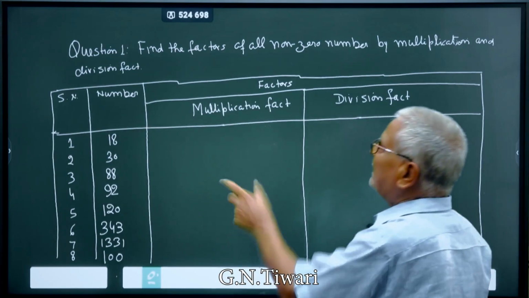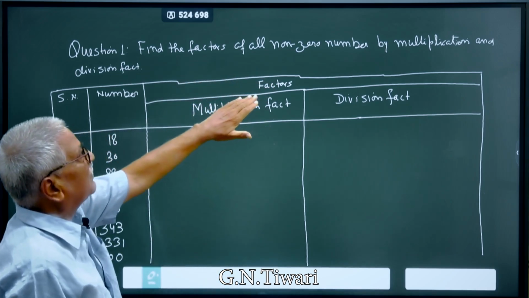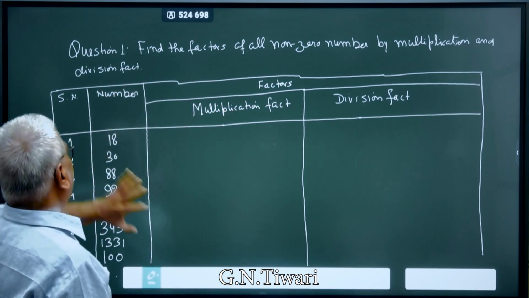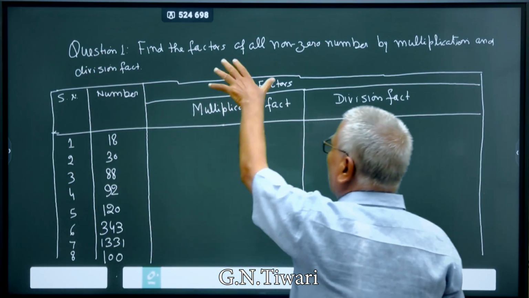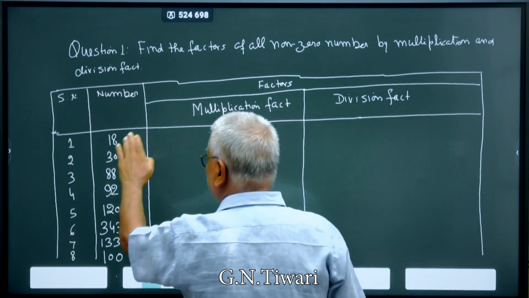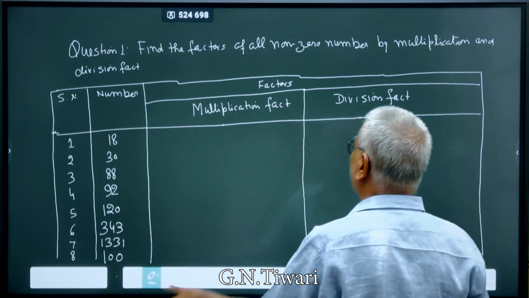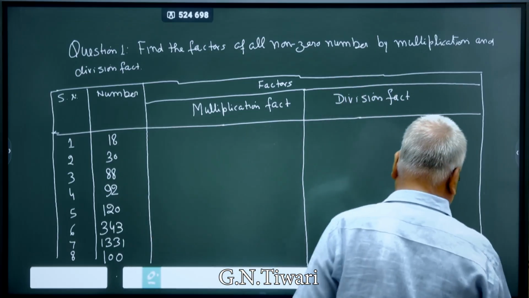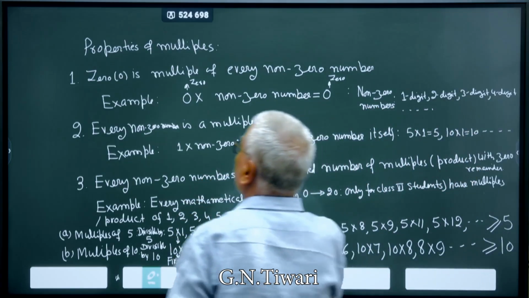Just see, here I have given a question: find the factors of the non-zero number by the multiplication and division facts. The example I have given is to find the factors of 18 by using the procedure I gave in the first slide, and similarly for the division fact. Next, the properties of multiples.